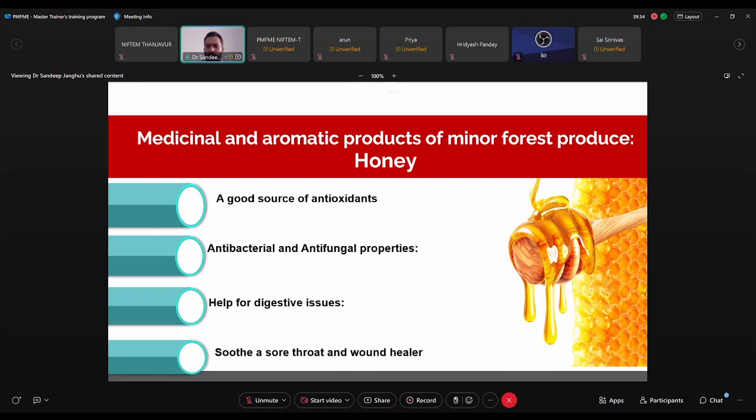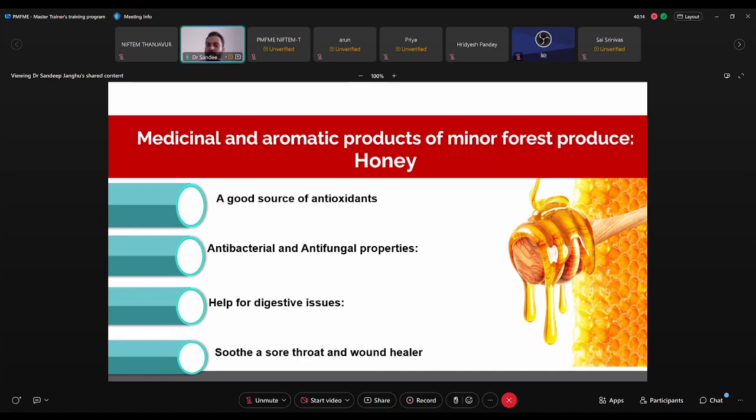The next minor forest produce is honey. Forest honey is darker in color, and consumer preference is more for light-colored honey, but this forest honey is dark because of its high antioxidants, which have functional properties. It has anti-atherogenic properties, which help to protect your liver. It has many phytochemicals and is a rich source of sugar, carbohydrates, and other nutrients.